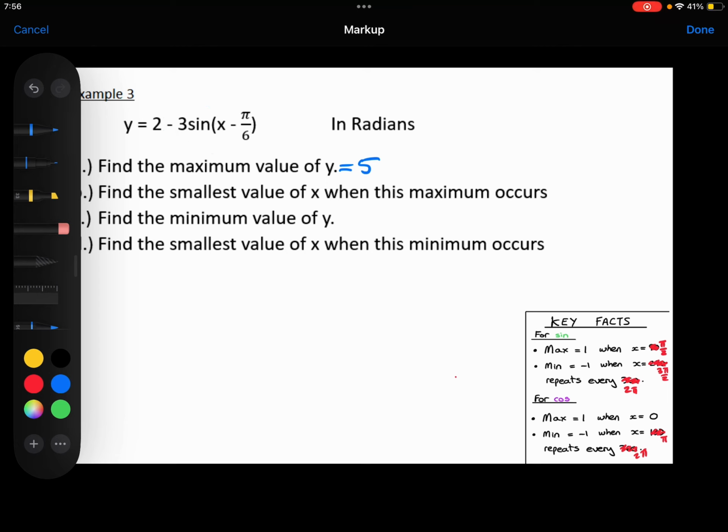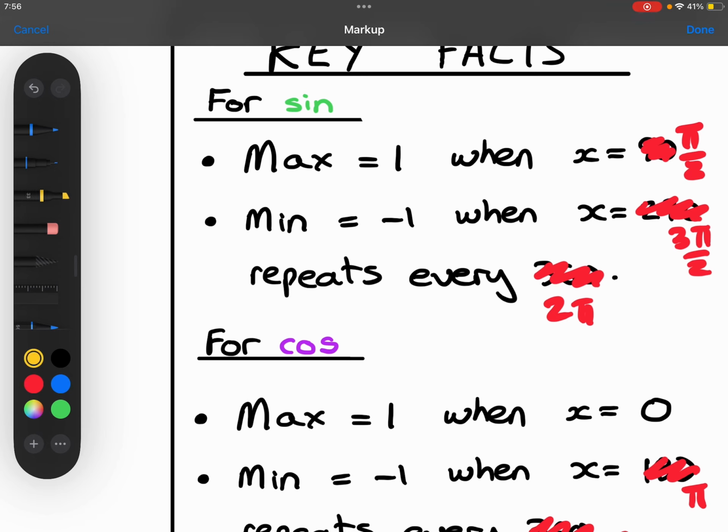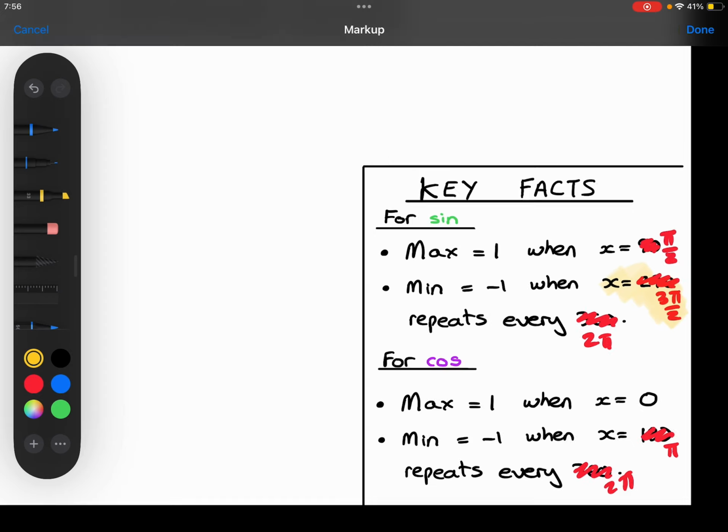When is that going to take place? Now we know that usually the sine has a maximum when the inside is equal to pi over 2. Let me just repeat that. Usually the sine graph has a maximum when the x is pi over 2. But that minus flips things around in this case. And actually we're going to get a maximum now when x is 3 pi over 2.